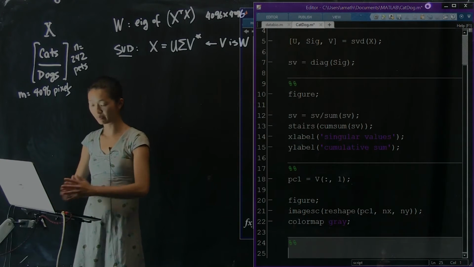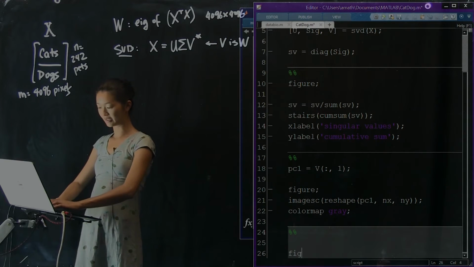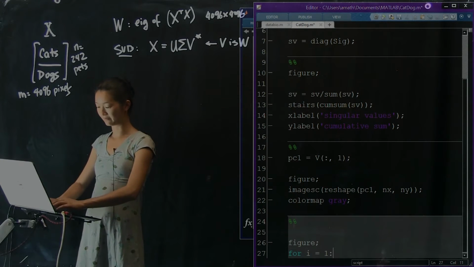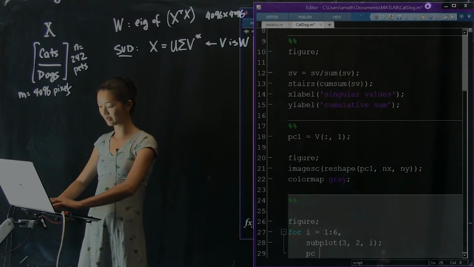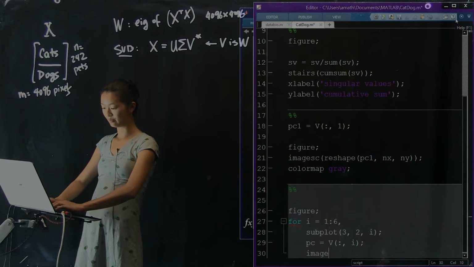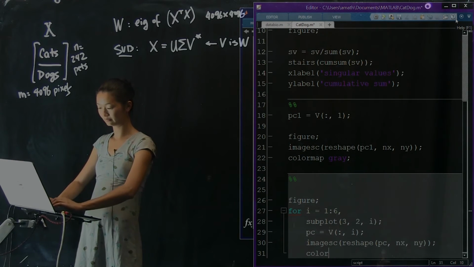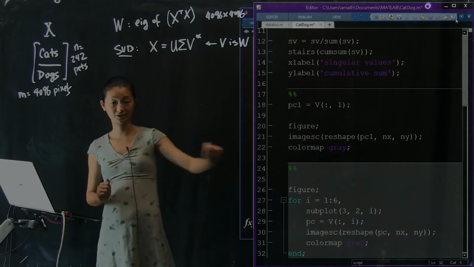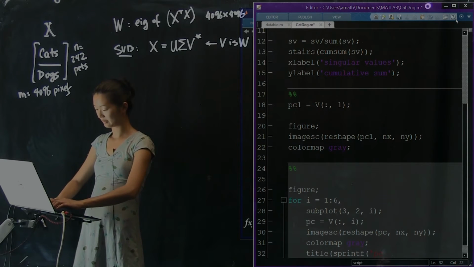So next, I'm just going to look at the next couple of principal components. We'll see what they look like. So let's say we make a figure, and I want to look at the first 6 principal components. I'm going to do a subplot where each of the subplots is going to be one of these principal components. So it's going to be the ith column of V, right? And I'm going to plot the image of that principal component. And this will plot the first 6 for me. And I'm just going to add a title for each of them so we can keep track of which one's which. Here we go.